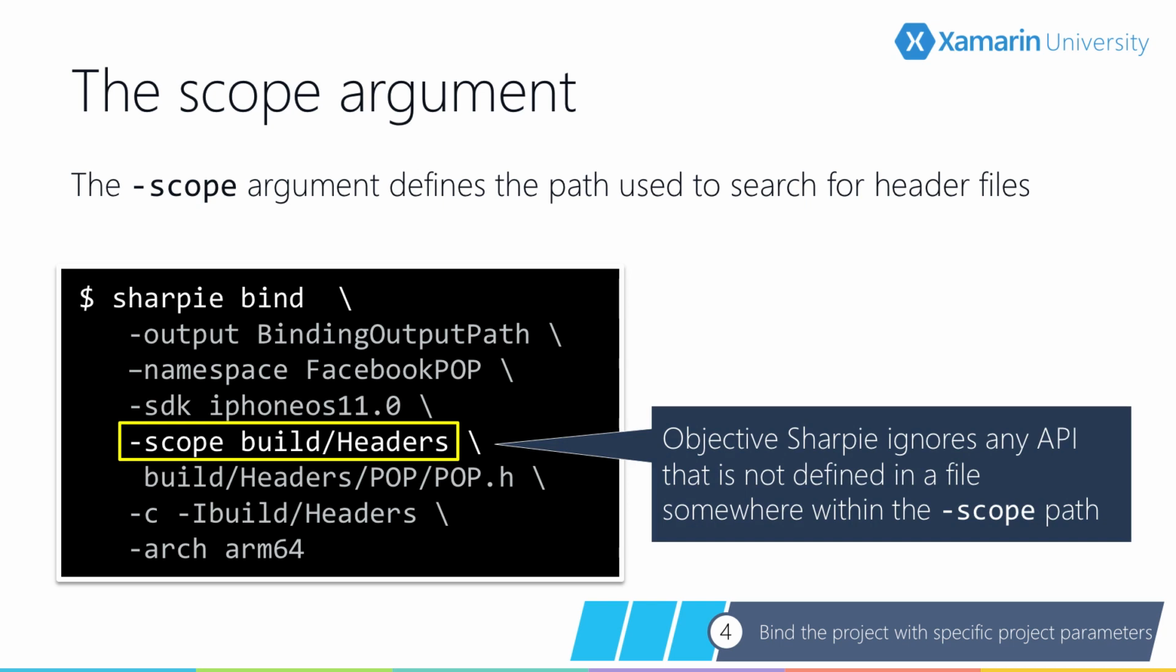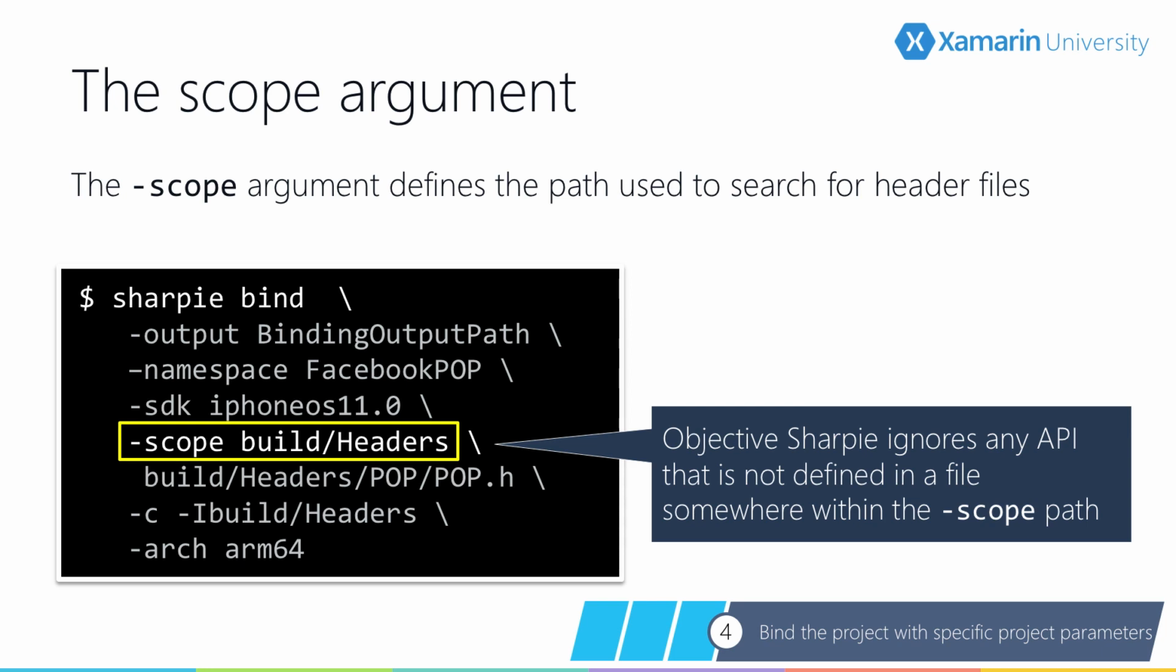You'll notice that we pass a -scope argument to Objective-Sharpie. Because C and Objective-C libraries must import or include other header files that are implementation details of a specific API, which means these are libraries that aren't specific to what you want to bind.